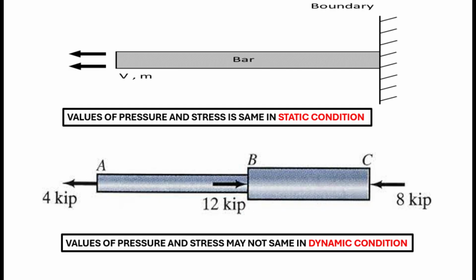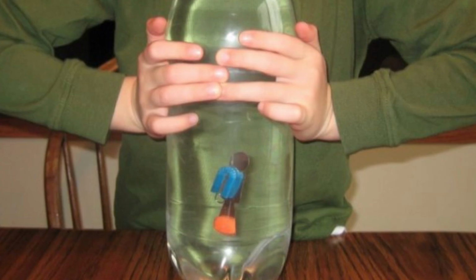In static conditions, pressure and stress may seem the same. But in dynamic cases, when forces act in different directions, like left and right, the external pressure may change, but internal stress adjusts accordingly. So next time you press something, remember, it's pressure outside, stress inside.